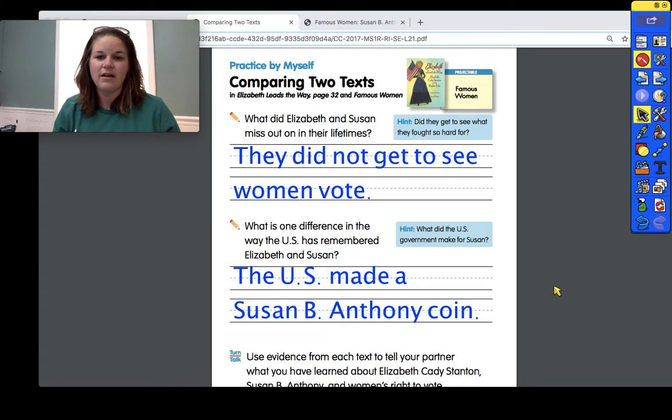Susan was able to fight a little bit harder for it and do a few more things because she was an adult. And Elizabeth was one of the first ones to have those ideas, so it was brand new. So that might be a reason that Susan B. Anthony had a coin and Elizabeth did not.